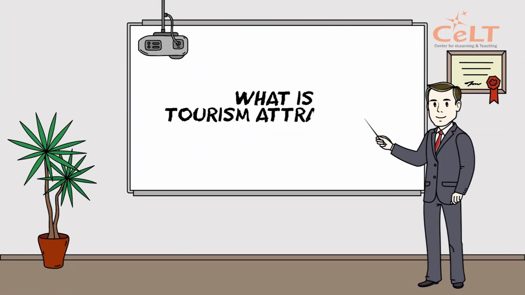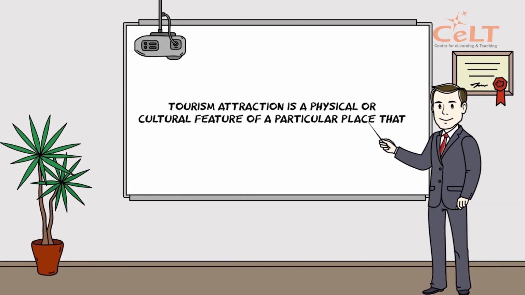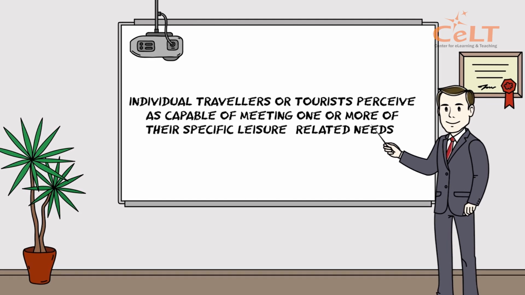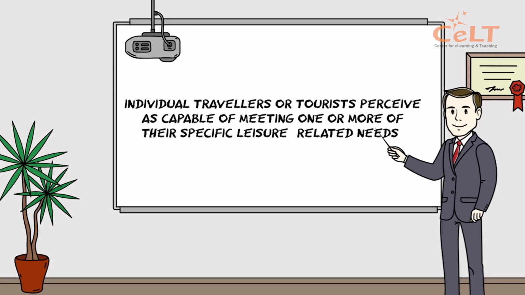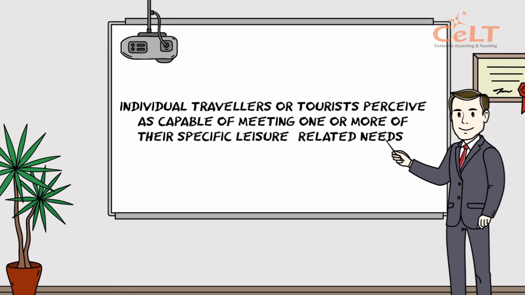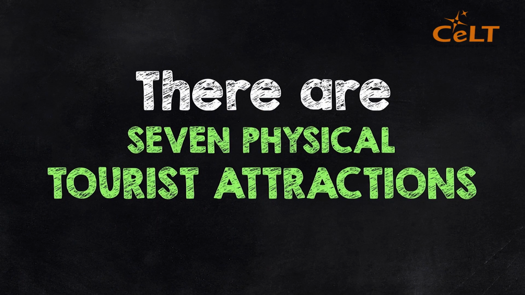Hi students, do you know what is tourist attraction? Tourist attraction is a physical or cultural feature of a particular place that individual travelers or tourists perceive as capable of meeting one or more of their specific leisure-related needs. There are 7 physical tourist attractions.